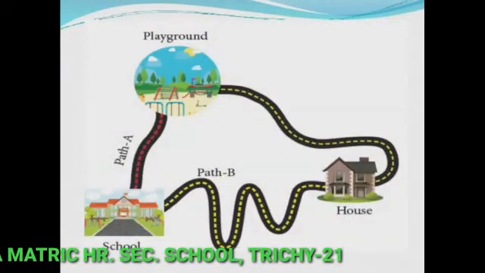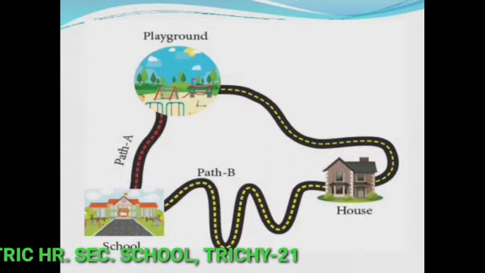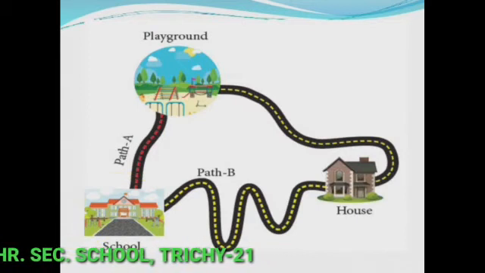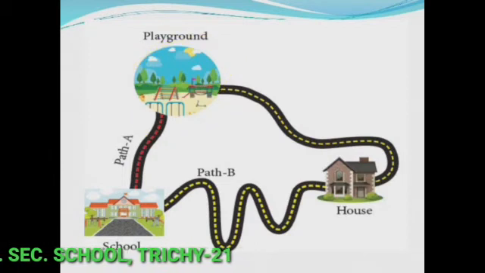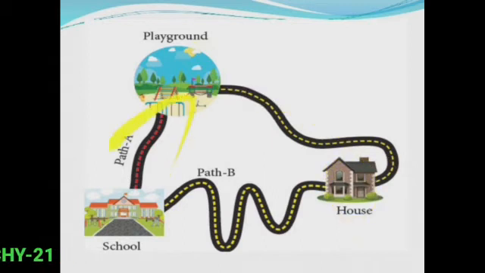So next example is, consider Uma and Priya are friends studying in the same school. After school hours, they go to the nearby playground, play games and return back home. One day, Uma told that she would reach the playground after visiting her grandmother's house. The path in which they took to reach the playground is shown here. So, from school to playground, then from this house to playground. So here this path A is the shortest distance.